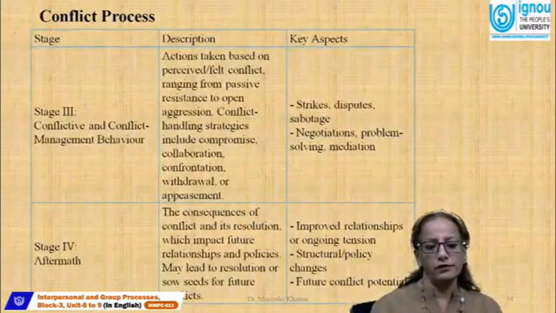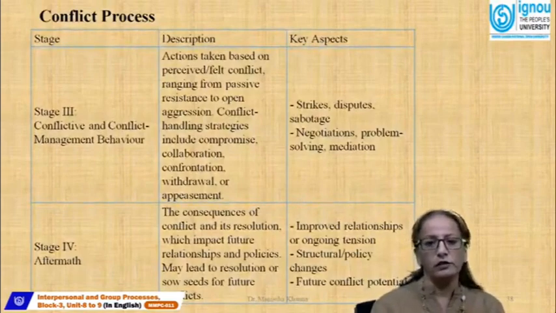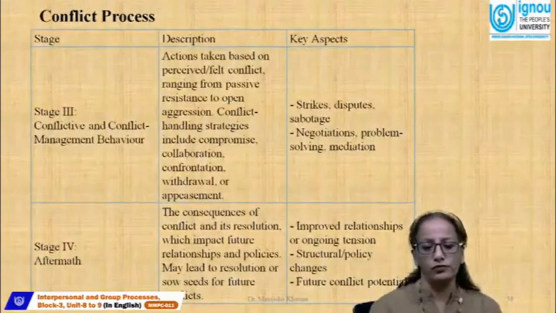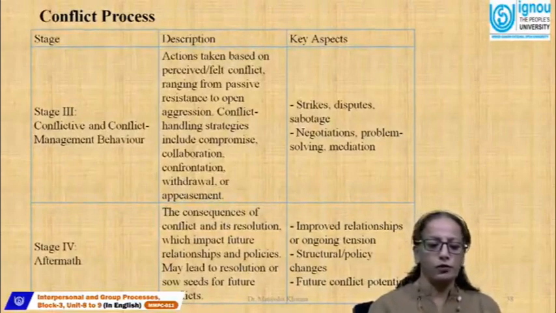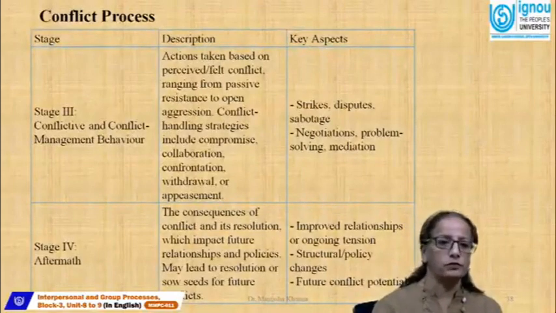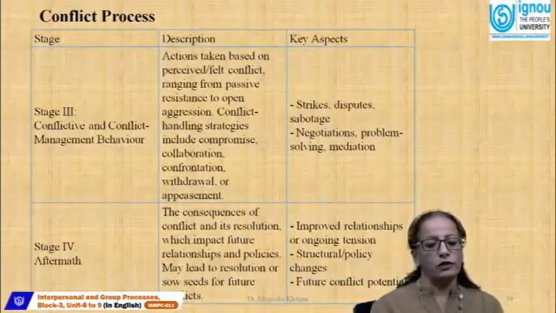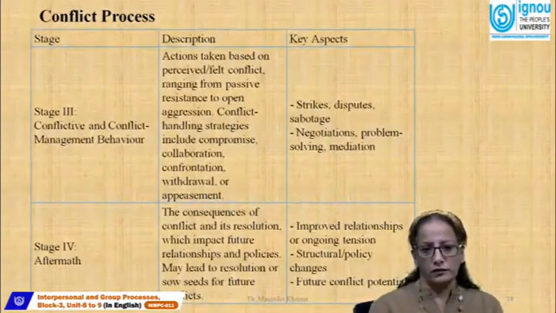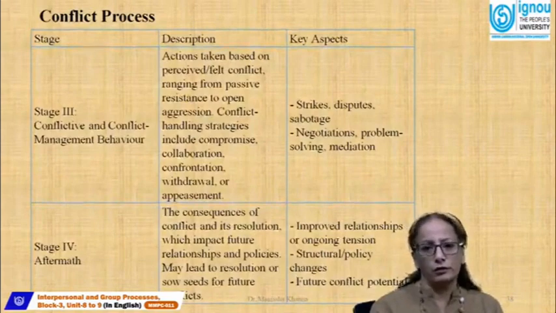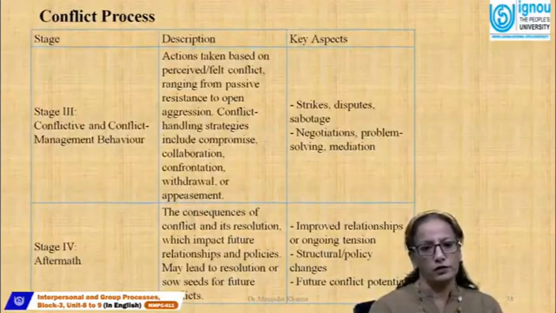Then the third stage is when there is conflictive and conflict management behavior, in the form of strikes, disputes, absenteeism, negotiations, and problem solving. Mediation also happens in this stage, where the management or the trade union parties come in between and handle the situation. They create conflict management strategies, which may include collaboration, confrontation, withdrawal, or appeasement.